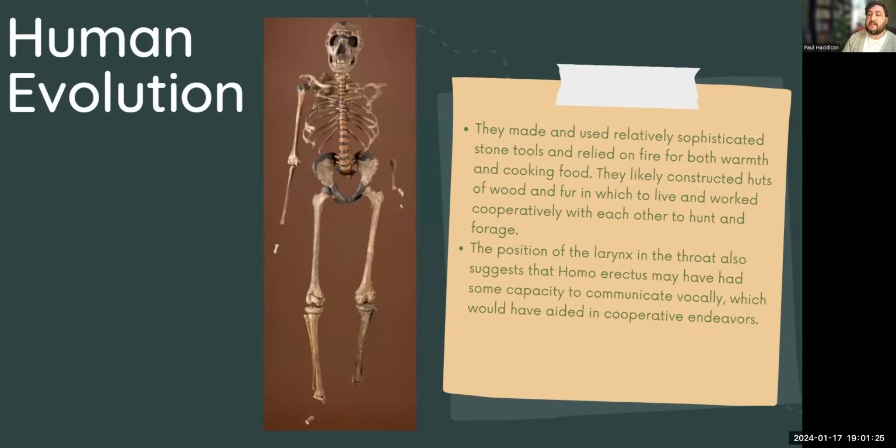We also can tell that the position of the larynx, or the voice box, in the throat suggests that they had some type of spoken language. So not just grunts and growls and more animalistic noises, but that they may have actually had words, or something close to words, to vocally communicate with each other.